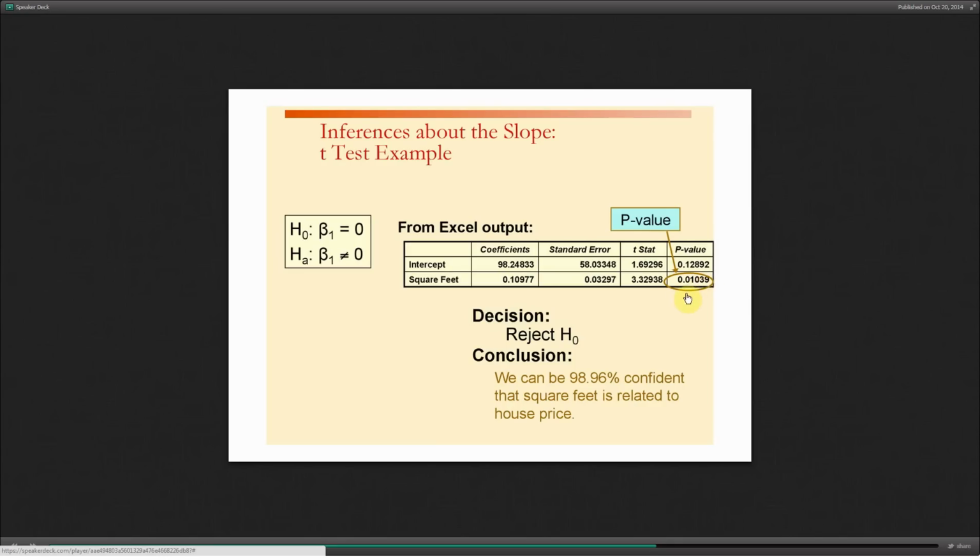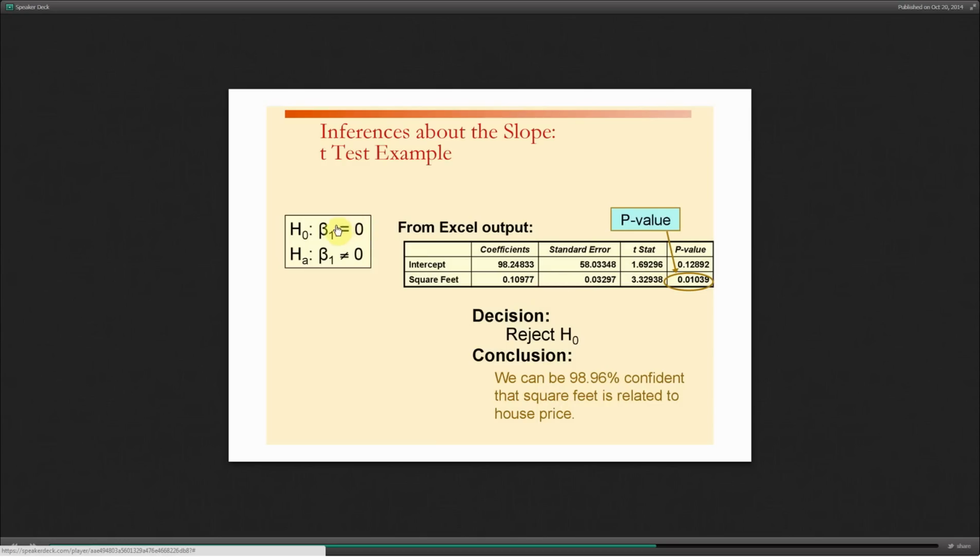0.01039. Well, just like any p-value, we just want to see, is it less than our required level of significance? If we say we require at least 95% confidence, then we would check to see if this is less than 0.05. And in fact, it is less than 0.05. The actual confidence we have is 1 minus this p-value. So 1 minus 0.01039 is about 98.96. So we can be 98.96% confident that square foot is related.